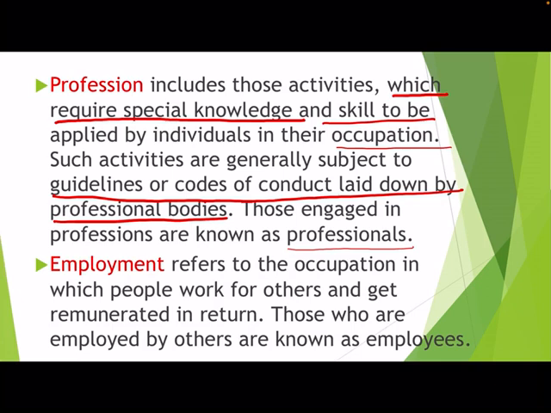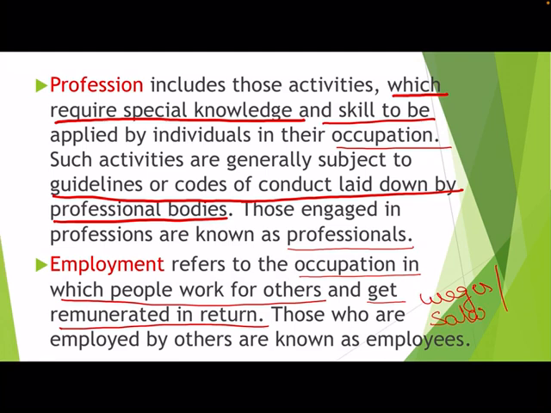Okay. The third one is employment. What is employment? Employment is again one of the economic activities. It refers to the occupation in which people work for others. You are doing work for your employer. For others means for your employer. You will do whatever your employer asks you to do. And in return, you will get remuneration in the form of wages and salaries. So remuneration, which a person engaged in employment will get, is wages or salaries.